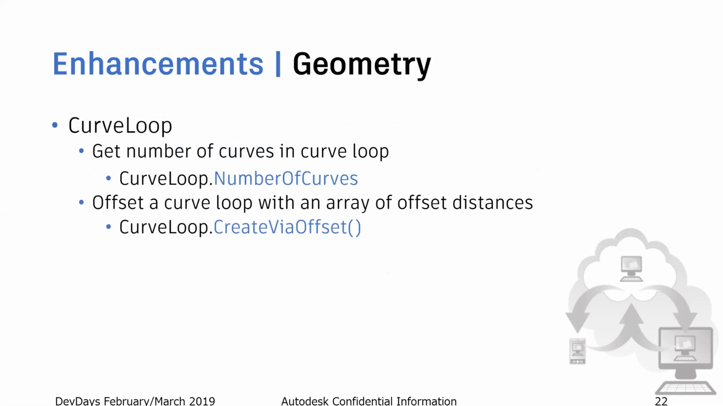In terms of geometry APIs, this is actually a small change this year, but we did add a few enhancements to curve loops. So you can now get the number of curves in a curve loop. And then you can also offset a curve loop with an array of offset distances. So you can provide an array for each curve, and it will offset that specific curve by that distance. So it's a lot more flexible. Previously, the only way was to define one offset for all curves.